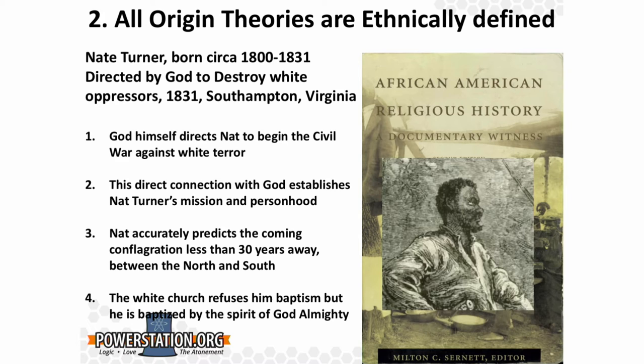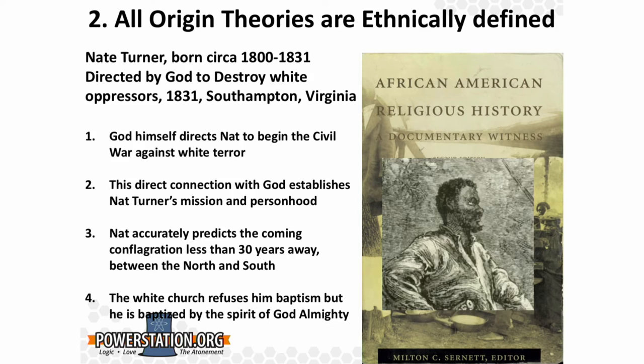Had the United States listened to Nat Turner, 30 years after Nat Turner, 1 million people died in the Civil War, and we think of them as freedom fighters. All right? Nat Turner was doing the same thing, stamping out the snake of Southern terror. This direct connection with God establishes Nat Turner, his mission, and his personhood. Nat accurately predicted the coming Civil War 30 years away between the North and South. The white church refused to baptize Nat, so he baptized himself under the spirit of God Almighty. He established his own personhood directly from God because he was rejected by the white church.